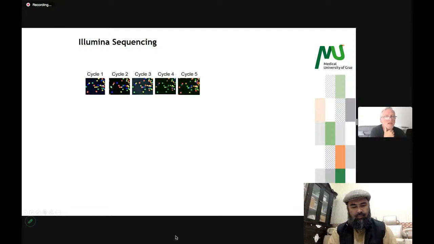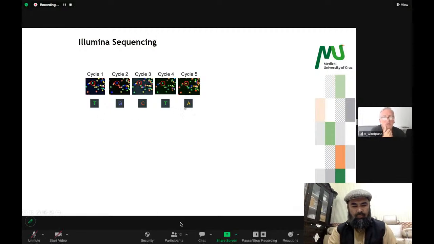Here you see the same dots after 5 cycles, I think. So you see the different bases which are incorporated during the sequencing process. These are roughly, let's guess, 30 sequencing reactions in parallel. These are the bases which can be seen for this one cluster, which is included in the read information later on.